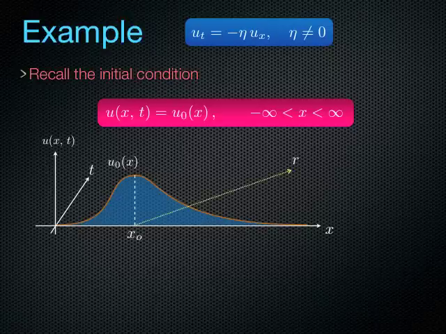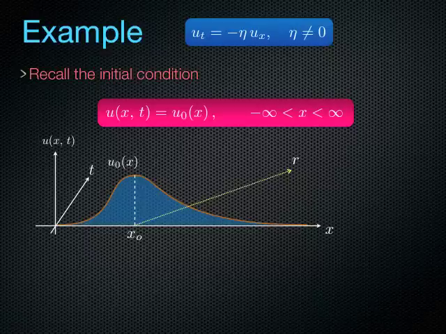Right. So let's just mark, for example, one particular spot. Let's just pick this peak of our initial condition. I mean, this is just an example, but let's just pick a characteristic location. And that means that the solution at this peak, at all other times, will be along this line.